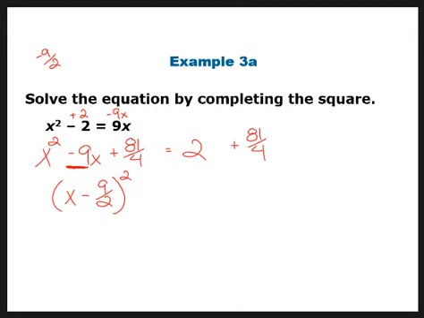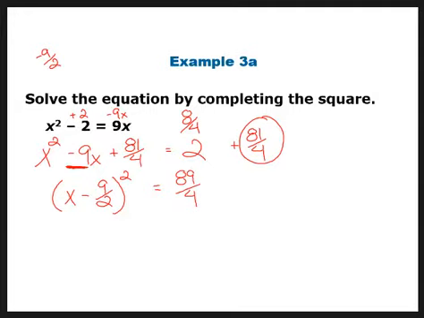On the other side, because we're going to have to be using square roots and stuff to solve here, what I want to focus on is keeping things written as fractions. So I'm going to write 2 as 8 over 4, just to get common denominators. So if I take 8 over 4 plus 81 over 4, I am going to get 89 over 4 on this side. Now, again, leave them as fractions. It actually makes things easier in the long run.